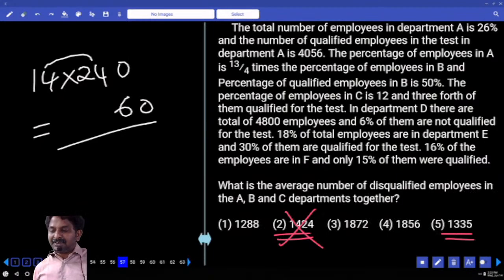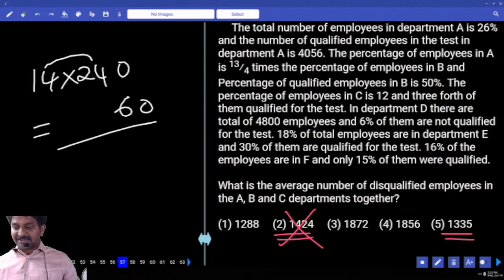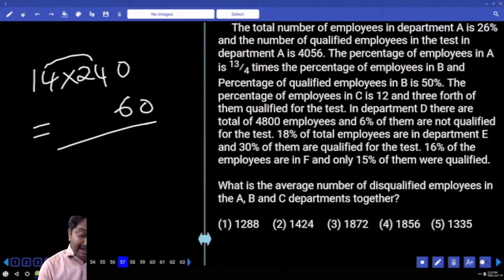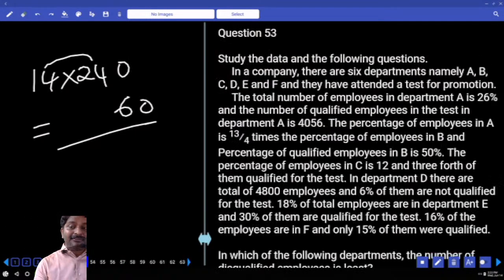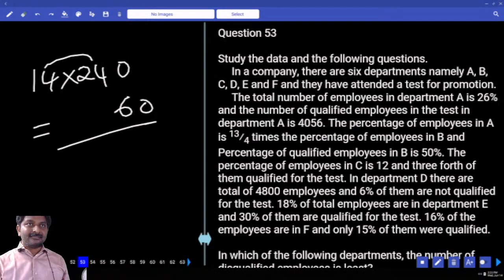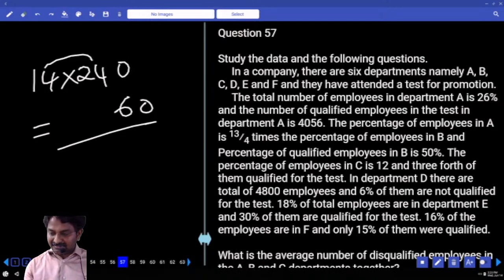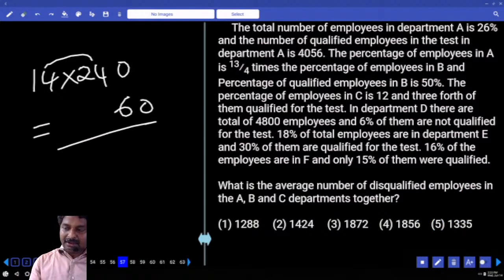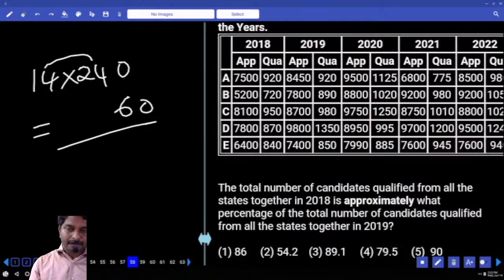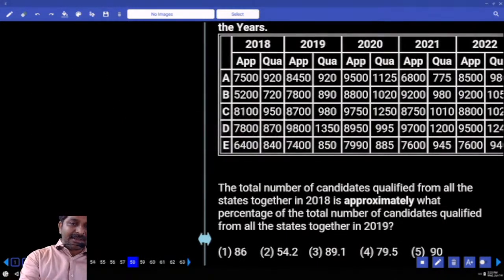What is the average number of disqualified employees in A, B, C? So first I'll answer this question. Then it helps me to solve the 53rd question. That's why I skipped there. Can you do this? The other one is stable and easily you can answer.